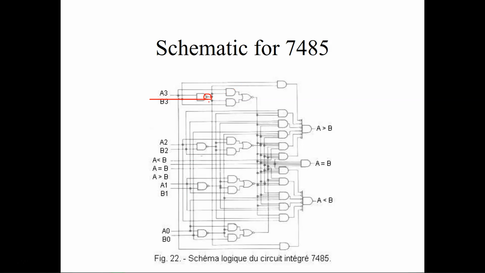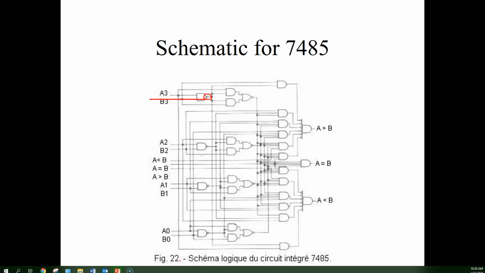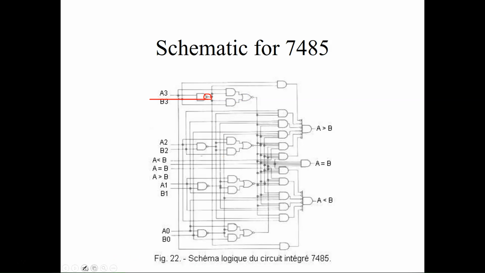So then it feeds out to two AND gates and a NOR gate. Now, how do I know that's not an exclusive NOR?